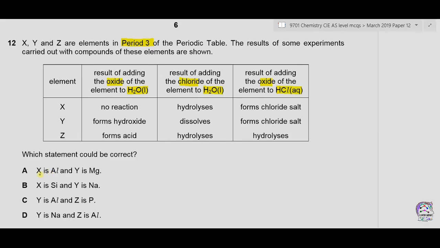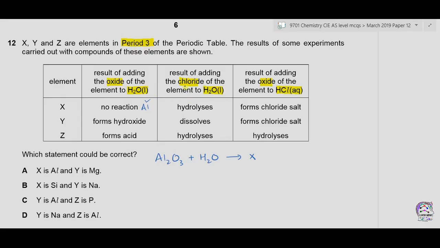Finding out the first one, A says X is aluminum. So the result of adding the oxide of aluminum to water, there is no reaction, as aluminum oxide is insoluble in water. So there is no chemical reaction. So therefore this is correct for aluminum.